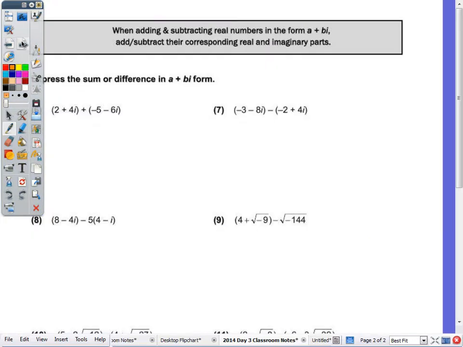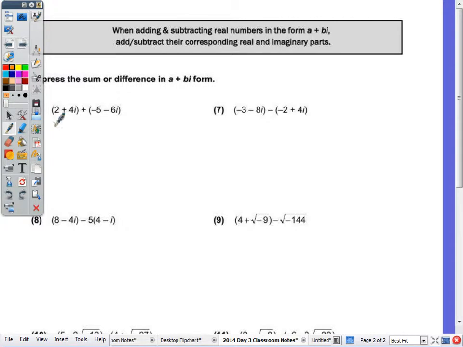All right, on the back side, at the top, we're going to be adding and subtracting real numbers in the form a plus bi. So you can do this, I think, we can verify my thinking, because you used to be able to do this on the graphing calculators. So check that today. If it doesn't work, that's because of the software upgrade. But you used to be able to type in the whole expression.